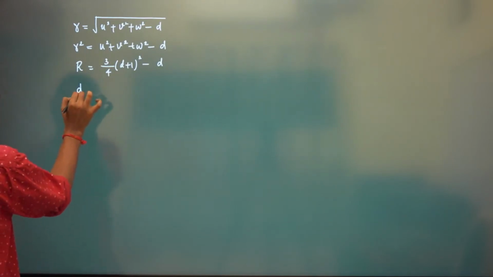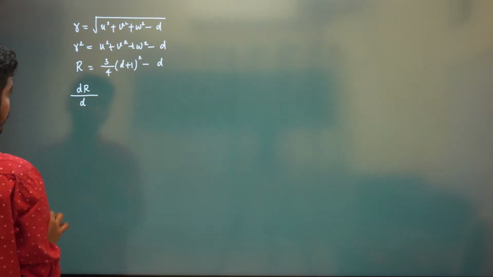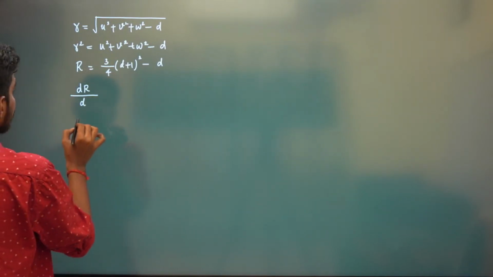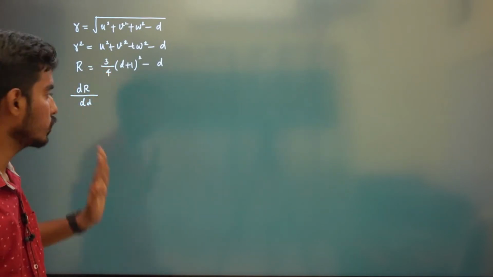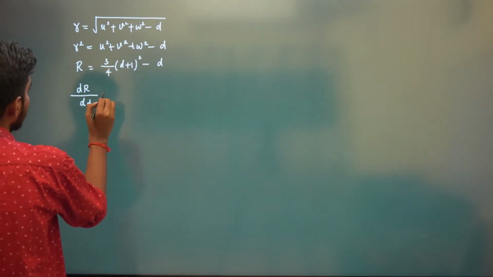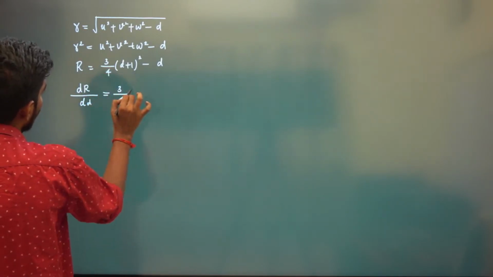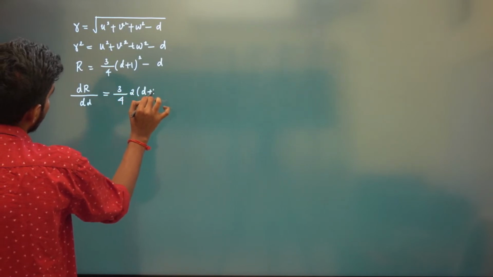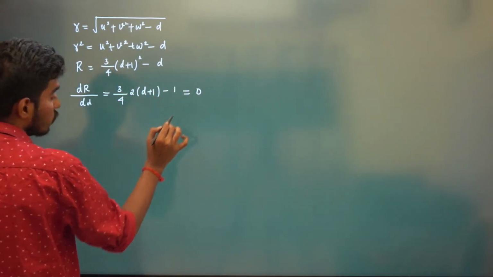So first we will find the critical point. So dR by dd. See, this d is differentiation and this d is the d in the expression, right? Don't confuse the two. Now if I differentiate with respect to d, we will have 3 by 4, 2 into (d plus 1) minus 1. For the critical point, this has to be 0.